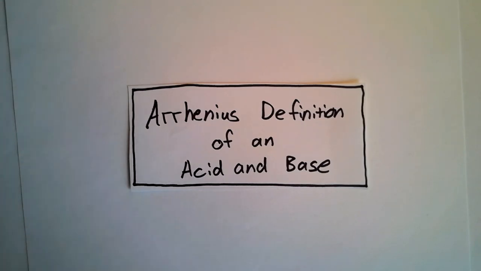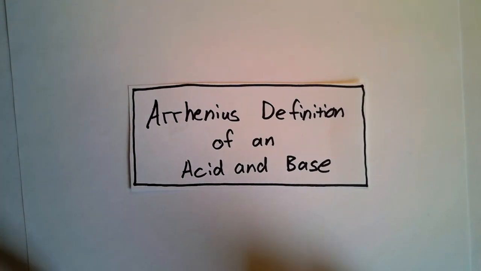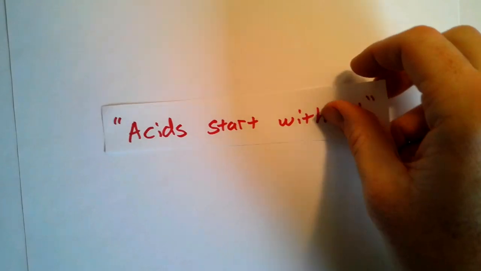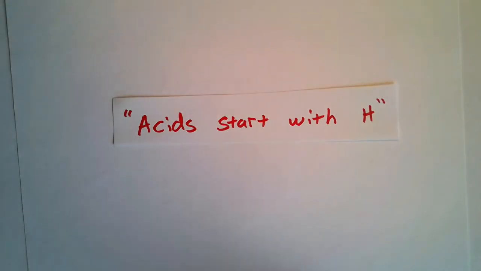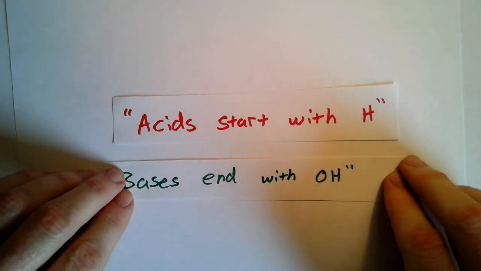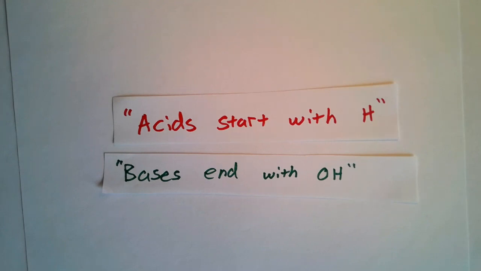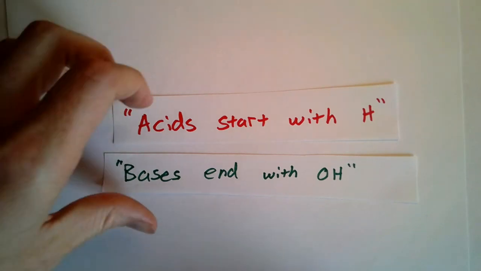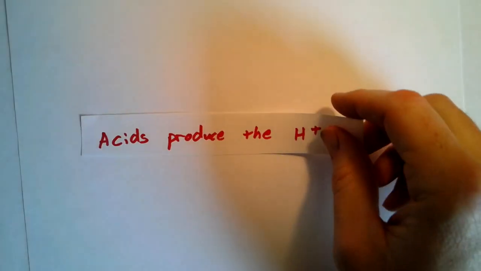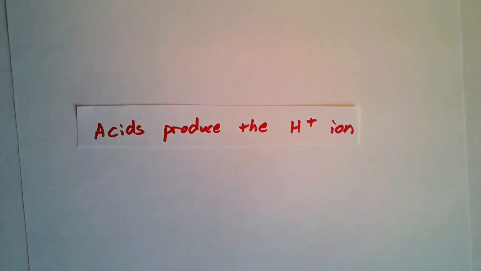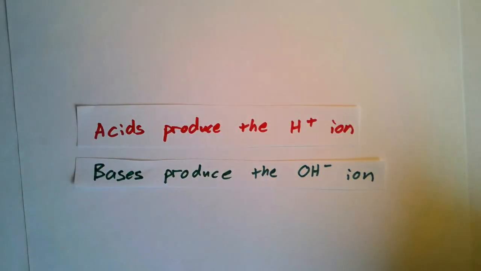This lesson will be about the Arrhenius definition of an acid and a base. I like to think of an acid as something that starts with H, and a base as something that ends in OH. It's pretty simple. Now, the official definitions are more like Wikipedia definitions: that the acid produces the H plus ion and the base produces the OH ion.